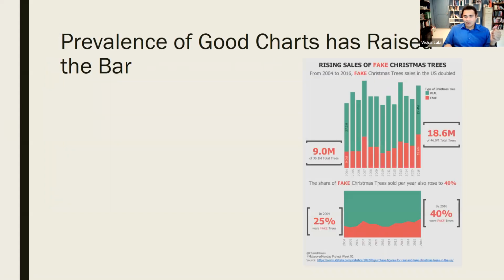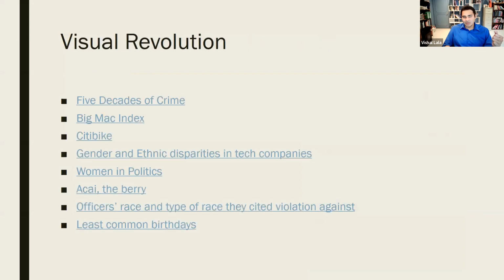The fact that there are so many graphs and charts out there raises the bar, which means it's not okay to just build a simple bar chart. Your bar charts need to be amped up. They need to be at a very high standard to really grab attention. Here are some links that talk about the visual revolution, and I encourage you to take a look at these, from crime to the Big Mac index, all examples of really compelling charts that show you the evidence of this visual revolution I'm talking about.